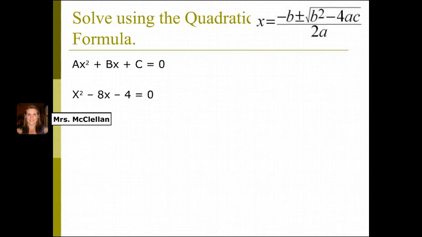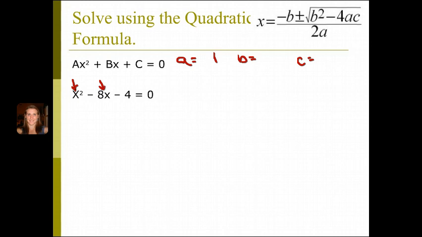Okay, so in order for us to put information into the quadratic equation, we have to first list what our a equals, what our b equals, and our c equals. Well, our a comes in front of the x squared, which is 1. Our b is negative 8, and our c is negative 4. Now we need to plug this into the quadratic equation. Try to write small because it does take some room on your paper to write all this out.